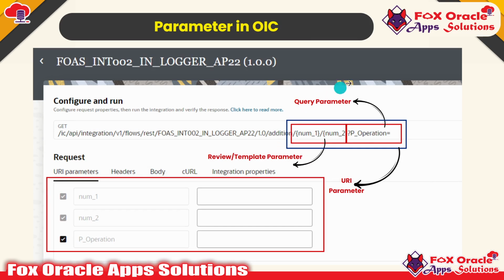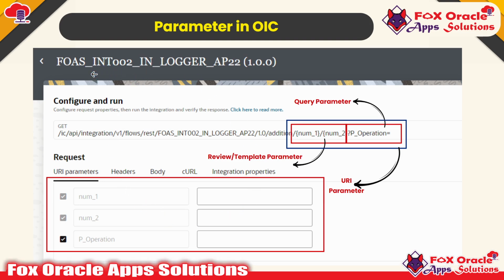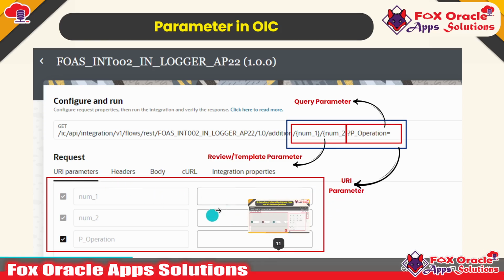Here, this is a simple integration, a screenshot which I added here. If you remember, previously we created an integration which doesn't have any parameters. So in this request tab, in the URI parameters, we are not able to see any values. But in our integration, I added three parameters. All these three parameters are listed here, and we have to provide the value for all of them. And all these three parameters will be reflected in the URL.